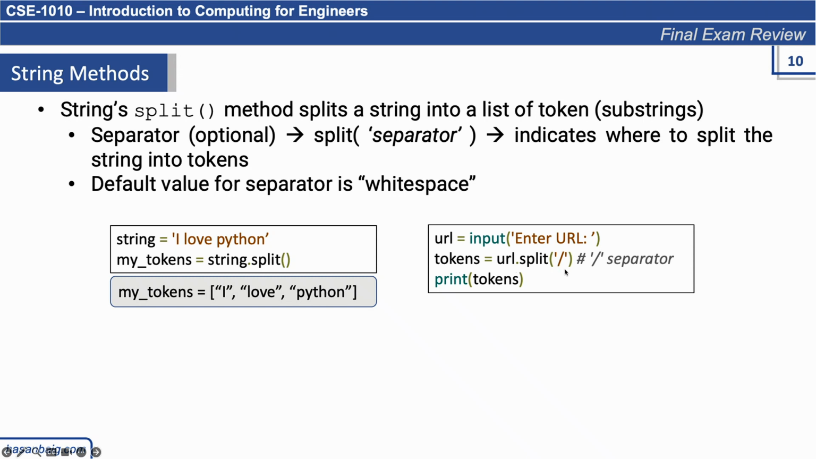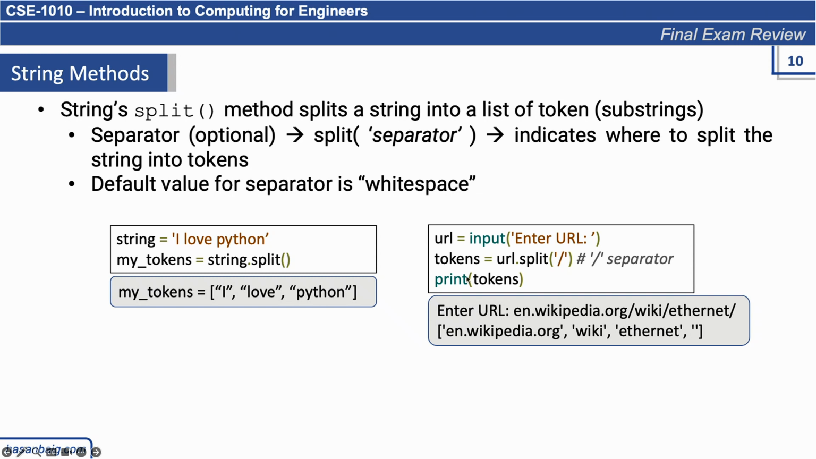You can also specify a separator, just like here, /. This code takes the input from the user, which is the input URL of any website. Here is a Wikipedia/wiki/Ethernet. So what we are trying to do here is splitting the string with the /. What is an Ethernet? It's a page name here. It's a type of protocol with the help of which we actually use internet.